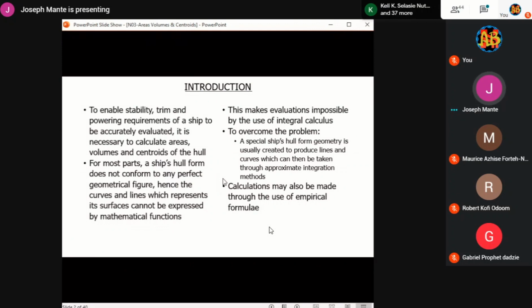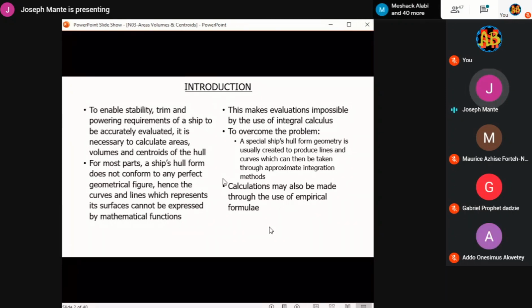So it makes the calculation of area and other quantities a little bit complicated. The way the aft is, when you are going to the middle body, you realize the way it is, and when you are moving from the middle body to the fore, you realize the way it is. So coming out with a mathematical function to express the whole thing is very difficult. But in the end, we have found a way of calculating its area, its volumes, and centroid. I hope you understand up to this point.